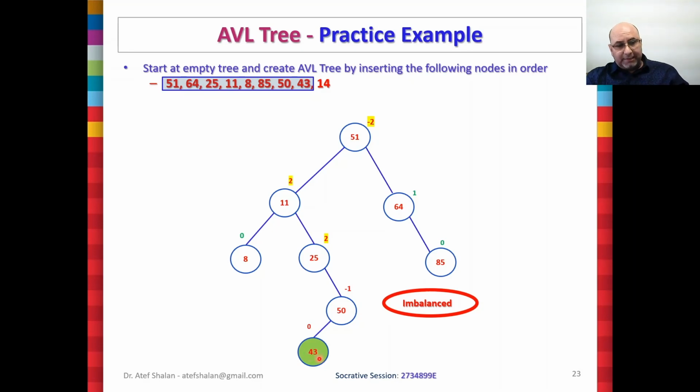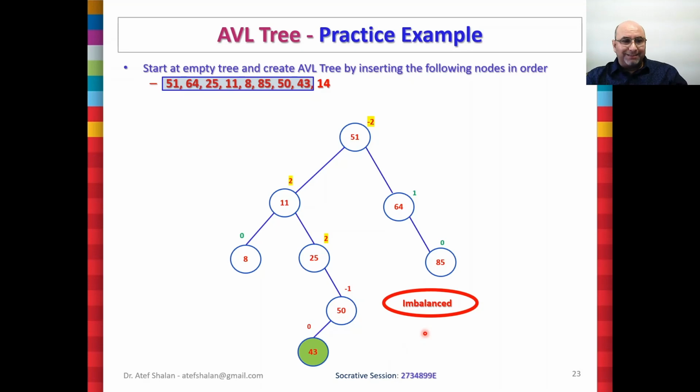All right, I did, but the problem is the tree now is imbalanced, and I will notice if I go up here and recalculate the balance factor that this becomes a 0, this becomes a -1. The balance factor of the 25 now becomes 2 minus 0, which is 2. Balance factor of this node 11 is now 3 minus 1, which is 2. Balance factor of the node 51 is now 2 minus 4, which is negative 2.